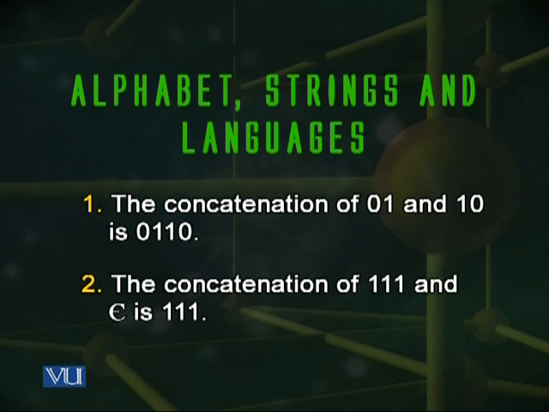Let us look at another example. Let's take the string 111 and let us take the empty string and let us concatenate the two strings. Well, what would be the result? Well, the result would be 111 followed by the empty string. But the empty string contains no characters. So the concatenation of 111 and the empty string is just 111. In fact, the concatenation of any string with the empty string gives you the original string back. This is because the empty string does not add characters.